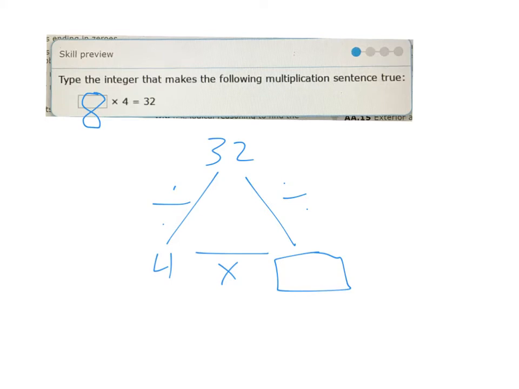If that didn't just jump to mind, you might want to draw yourself one of these little triangles, or just remember that the answer divided by one of the factors equals the other factor. So 32 divided by 4 equals 8. And it continues to work around. 32 divided by 8 equals 4. 4 times 8 equals 32. Or obviously 8 times 4, because of the commutative property of multiplication. 4 times 8 is the same as 8 times 4.